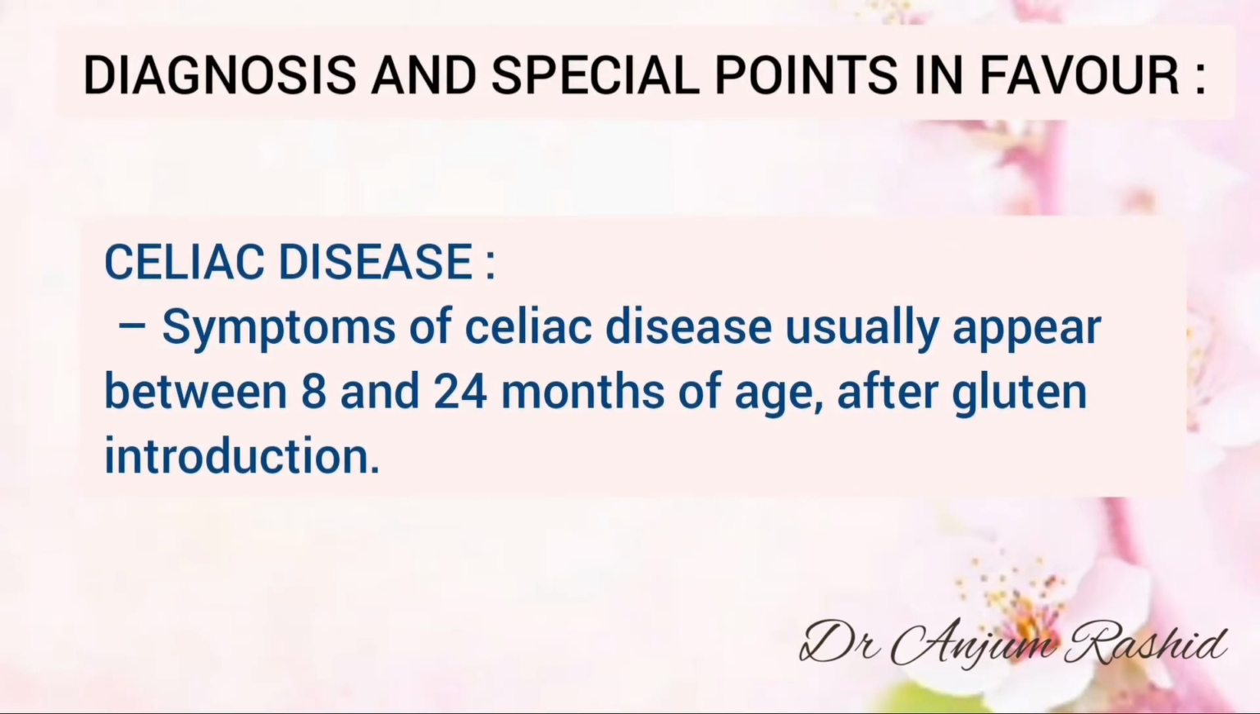Now the diagnosis and special points in favor are celiac disease, because symptoms of celiac disease usually appear between 8 and 24 months of age after the introduction of gluten in diet.